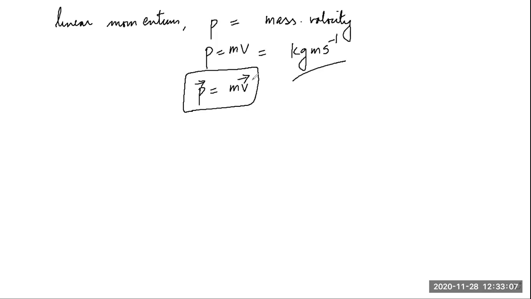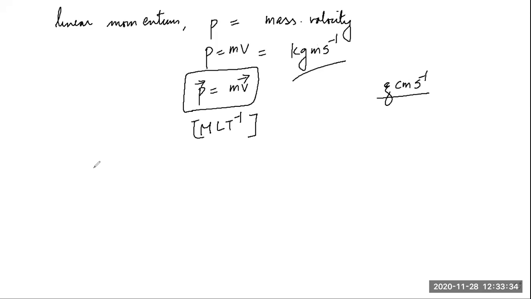Now, students, in CGS it has a unit of gram centimeter per second. In the SI system it has a unit of kg meter per second. Okay, what is the dimensional formula of momentum? Well, kg is M, and meter per second is L T minus 1, so M L T minus 1 will be the dimensional formula of momentum. All right.